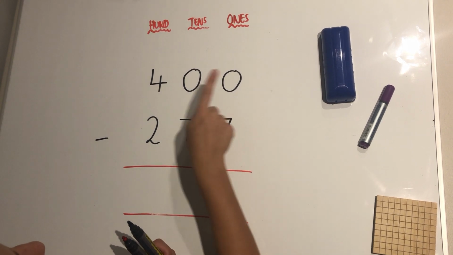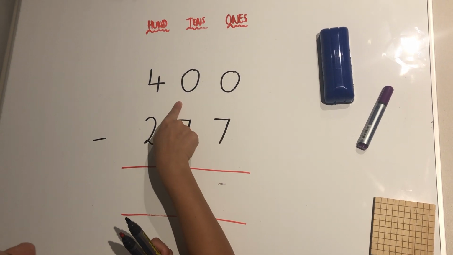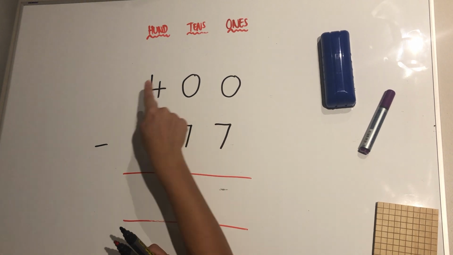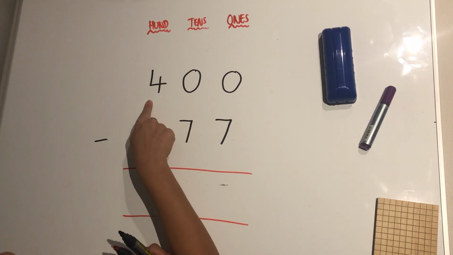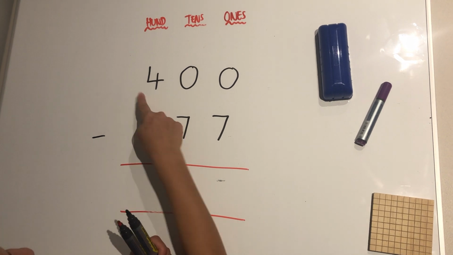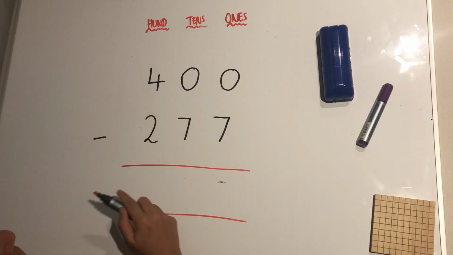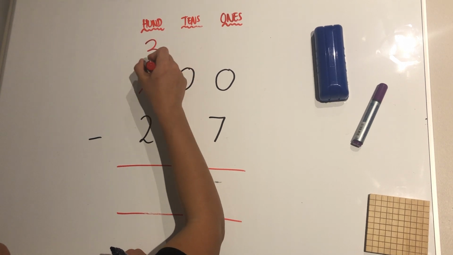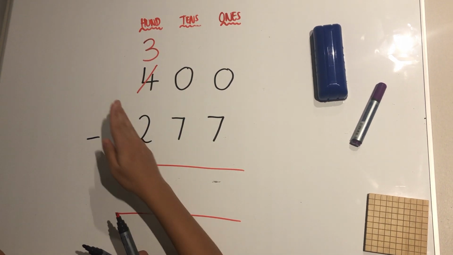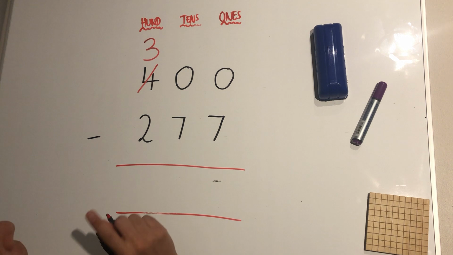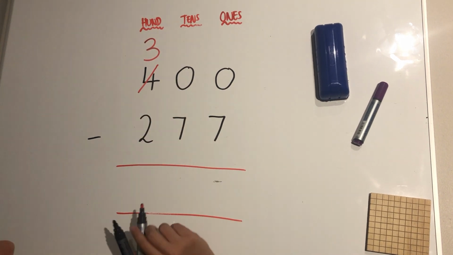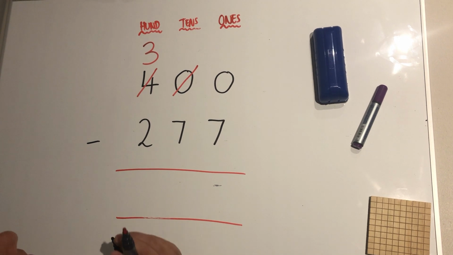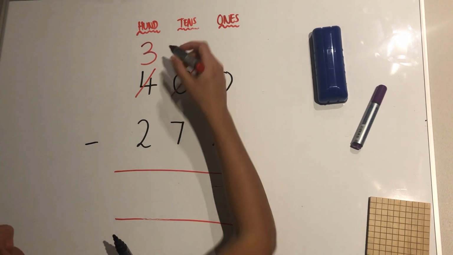So we're looking at our tens column, but there's nothing in our tens column. So what we then need to do is move to our hundreds. So we're going to rename our hundreds column. So we've got 4 hundreds here. We're going to cross it out and change it to 300s because we're then going to borrow 100 and bring it over to our tens column. Remembering 100 is made up of 10 tens.